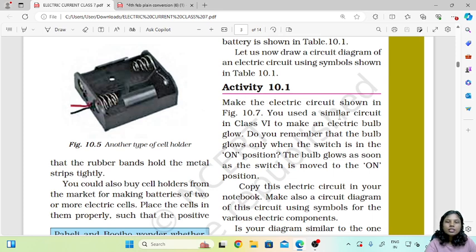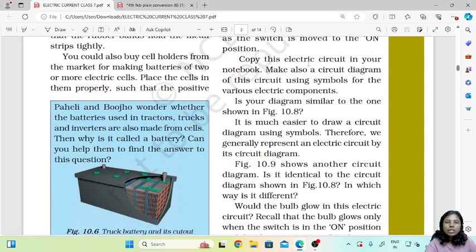You have used a similar circuit in class 6 to make an electric bulb. Do you remember that the bulb glows only when the switch is in the on position? The bulb glows as soon as the switch is moved to the on position. Copy this electric circuit in your notebook. Make a circuit diagram of the circuit using symbols of the various electric components.